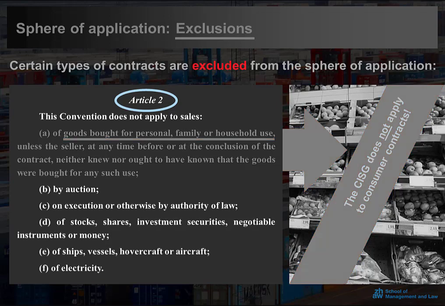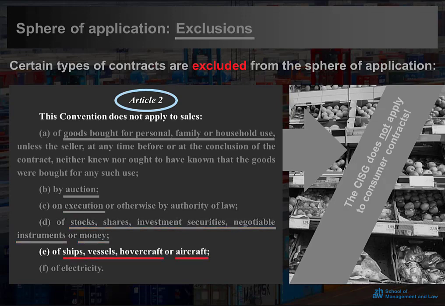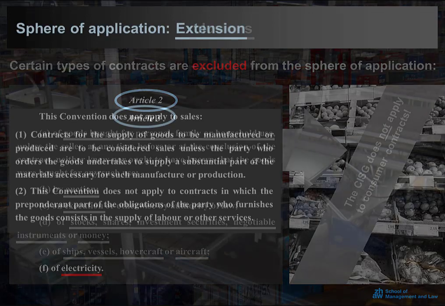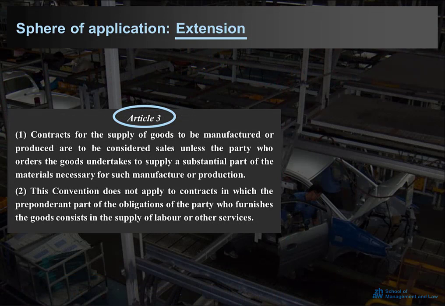Other exclusions mentioned in Article 2 are sales by auction, sales on execution or otherwise by authority of law, sales of stocks, shares, investment securities, negotiable instruments or money, sales of ships, vessels, hovercraft and aircraft, or sales of electricity. On the other hand, the sphere of application of the CISG is somewhat extended by Article 3.